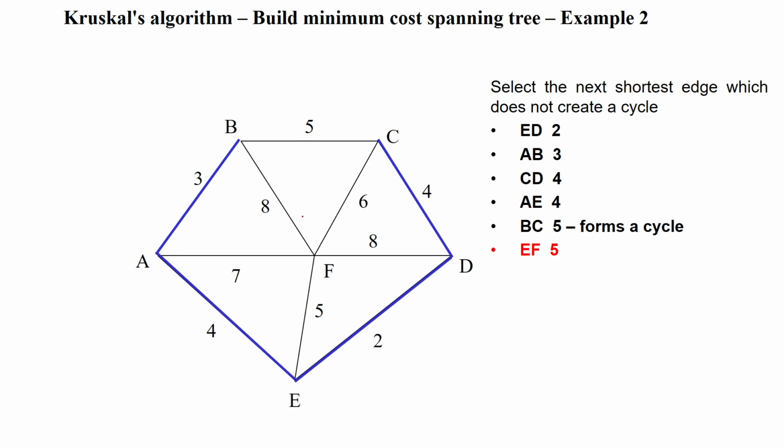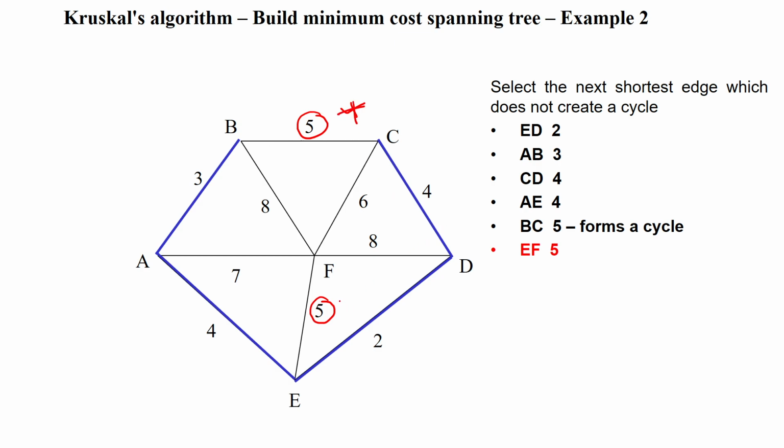So now the next minimum weight is 5, and there are two fives: B and C, and the edge between E and F. When you select B and C, it forms a cycle, so it does not satisfy the minimum cost spanning tree property. So we have to remove this edge. We should not select this edge for spanning tree construction. Then you can ignore this edge.